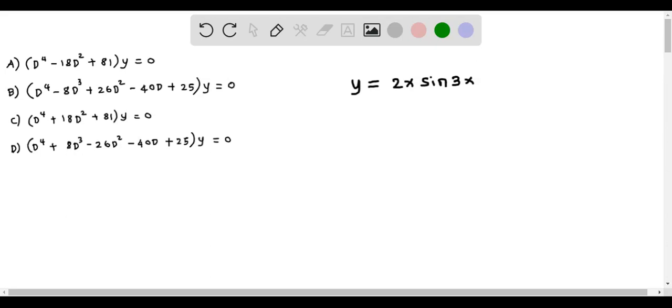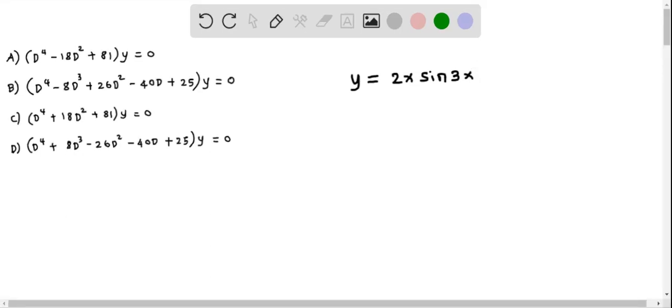In this question, we are given the particular solution of one of the four homogeneous linear differential equations with constant coefficients, and we have to choose the correct differential equation. So let's see how to determine that. If you look at all the four options, the highest derivative is the fourth derivative. So we basically have to find the derivatives till the fourth order.